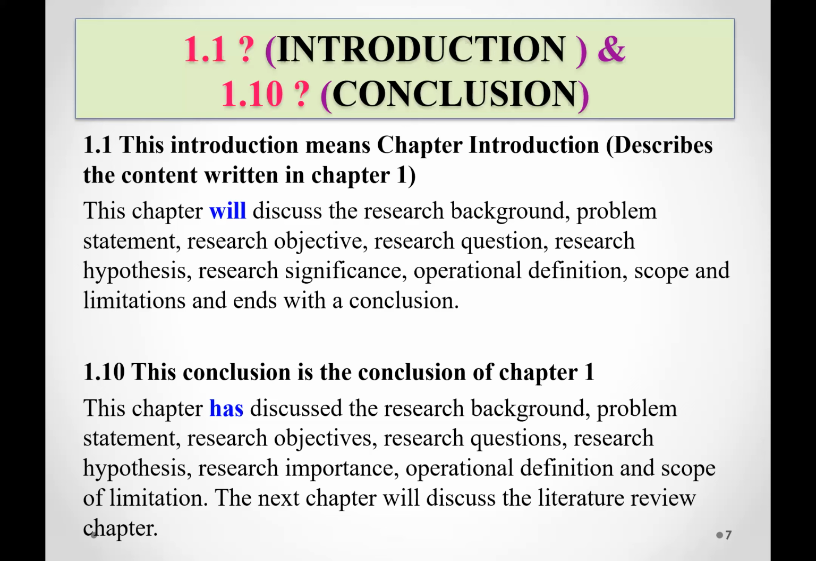After you have done everything in chapter one, the last section is 1.10, which is your conclusion. So how to write the conclusion? Because we have finished writing 1.1, 1.2, 1.3, up to 1.9, the last one is 1.10. I just make a summary. I changed the introduction wording, because there we had not yet discussed, so we used the word will. Now we have done it, so this chapter has discussed the research background, problem statement, research objective, research question, research hypothesis, research significance, operational definition, and scope and limitations. The next chapter will discuss the literature review.